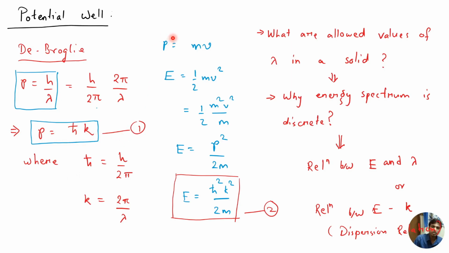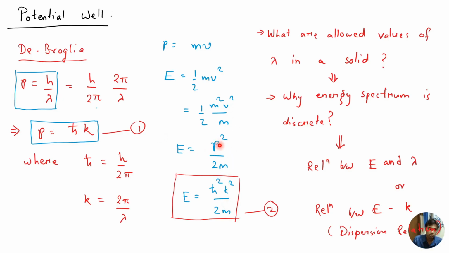Now we will look at the momentum. Momentum, we know that it is m times v, mass times the velocity, and energy is nothing but half m v square. Now if you multiply m on numerator and denominator, what you get is half m square v square by m. So mv is p, just replace that. So what you get is E equal to p square over 2m.